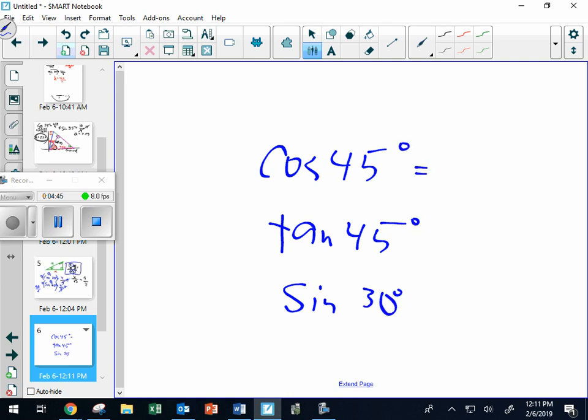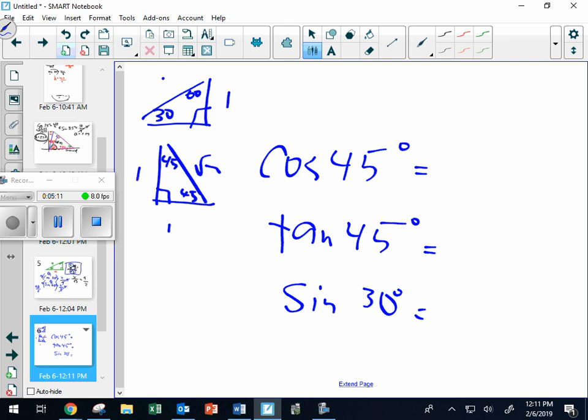I don't expect you to memorize all these. I expect you to be able to memorize the classic 30, 60, 90 triangle and then figure it out from that. Okay, 1, 1, root 2. 1, 2, root 3.